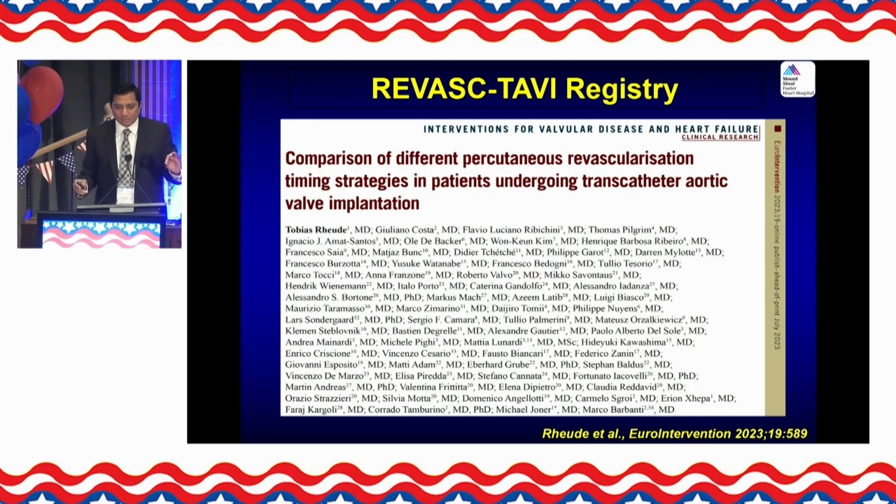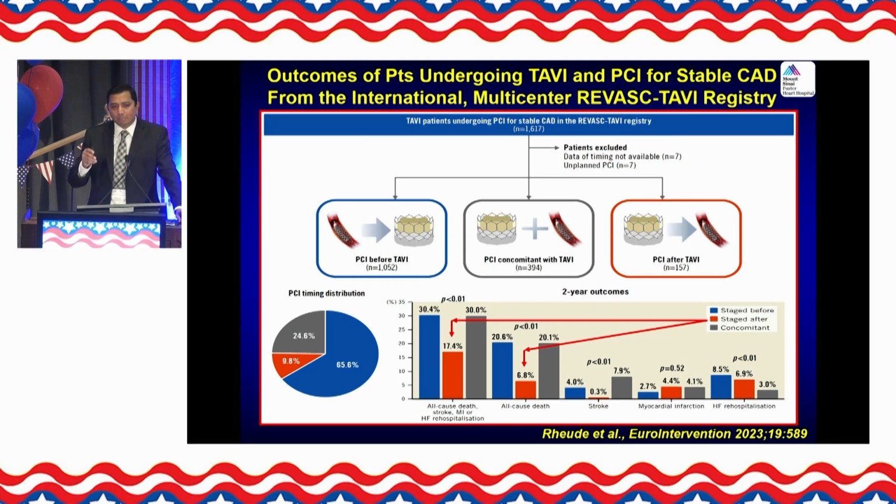We don't have any randomized controlled trial data, but there's a big interventional registry from multinational authors, the Revas TAVI registry. They actually bin this into 3 groups. One group is the blue one, which is patients who got stents before TAVR. The red one is patients who got stents after TAVR. And the gray one is at the same time. At the same time meaning it could be on the table, the patient got the stent followed by TAVR as the same procedure, or a patient got TAVR and stents the next day before discharge.